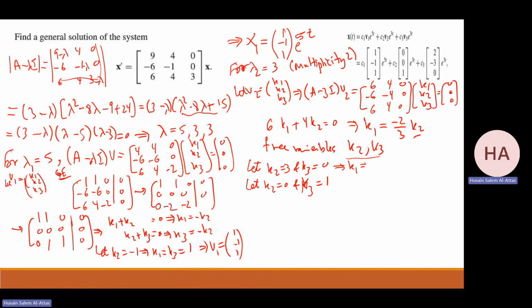K1 will be what? K1 will be 2. In this case, K1 will be 0. What will be V2? I have 2. Oh, sorry, this is minus 2. It's minus 2, 3, 0. And V3, I have 0, 0, 1. So I have 2 linearly independent eigenvectors.